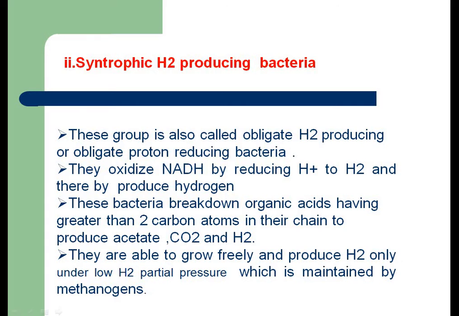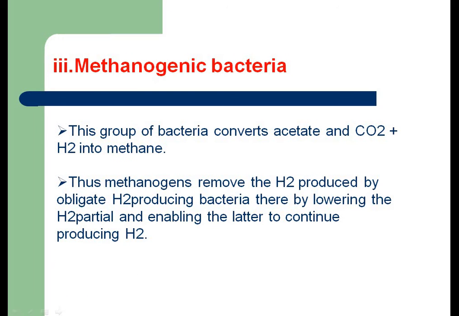The second is the syntropic hydrogen producing bacteria. These are also called obligative hydrogen producing or obligative proton reducing bacteria. Here they oxidize NADH by reducing H+ to H2 and thereby produce hydrogen. These bacteria break down organic acids having more than 2 carbon atoms in their chain to produce acetate, CO2 and hydrogen. They are able to grow freely and produce hydrogen only under low hydrogen partial pressure, which is maintained by methanogens. And the third is the methanogenic bacteria.